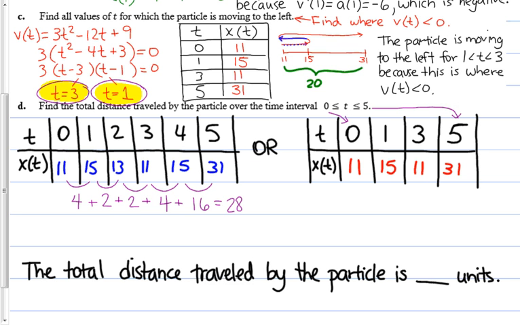From 11 to 15, that's 4 units. From 15 to 11, that's 4 units again. And from 11 to 31, that's a total of 20 units. But you add them up, and you still get 28. So the total distance traveled by the particle is 28 units. And this is all numerical. I did this with tables, right? Part A and Part B were very much analytical, but Part C and Part D were all tabular, numerical.